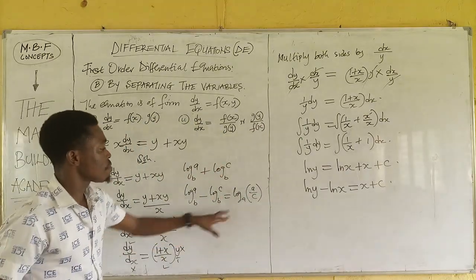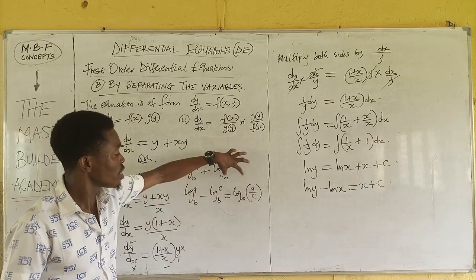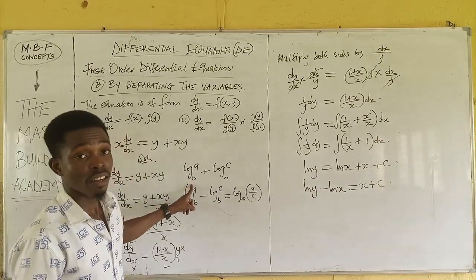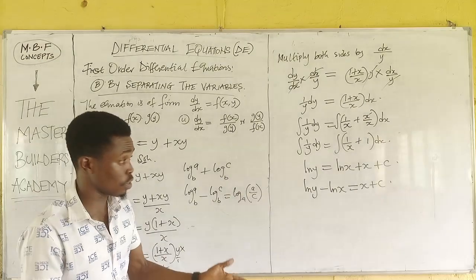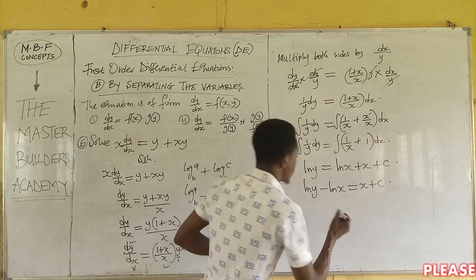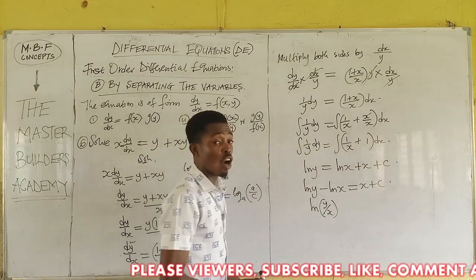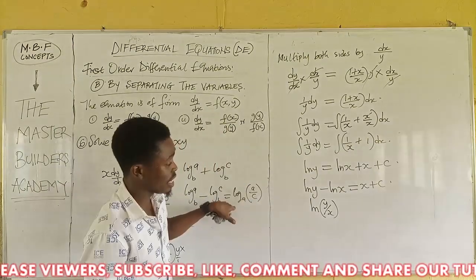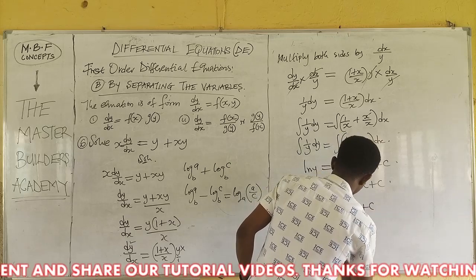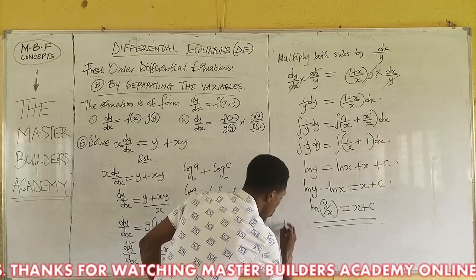So when you have minus in between two ln functions, you find the division. You divide the first function by the second function. So in this case, in as much as we have ln y minus ln x, we are going to have ln y over x using the logarithm rule, because ln and log, they are the same. Then, which is equivalent to x plus c. This is our answer.